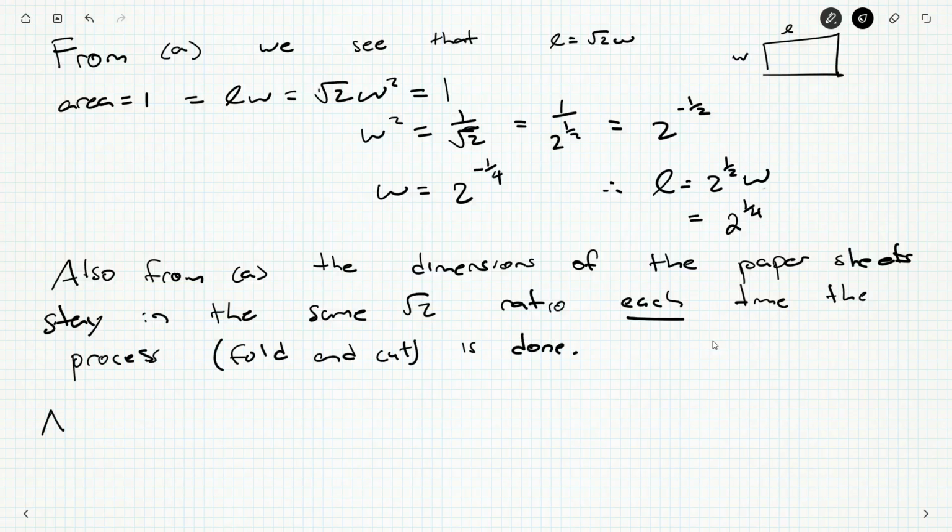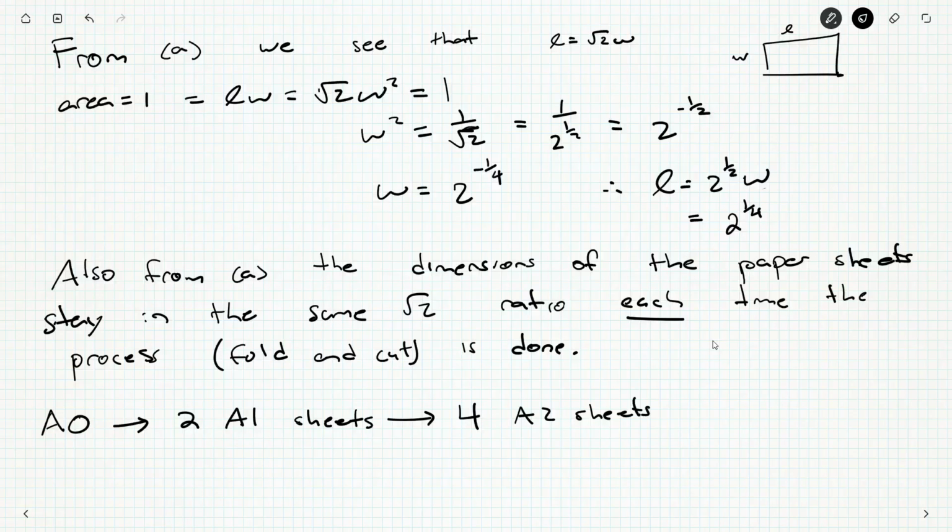Now, the A0 paper, 2 A1 sheets. Each of those is cut in half, so we get 4 A2 sheets. And you could say because it's cut in half. And then each of these is cut in half, we get 8 A3 sheets. And finally, we get 16 A4 sheets.